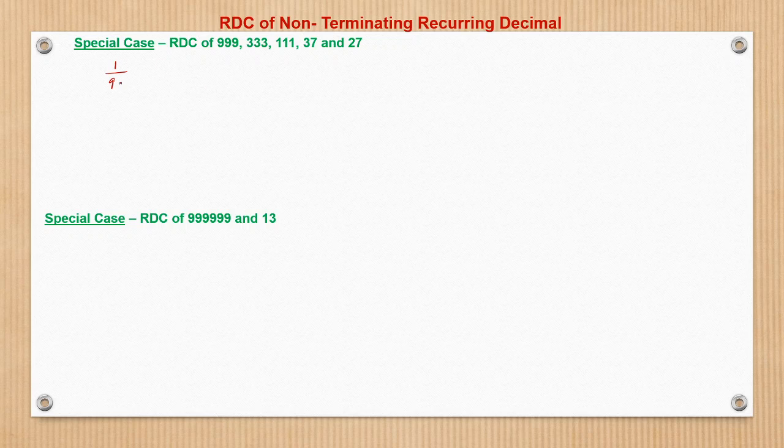So 1 upon 999, or suppose not only one, I take 4 upon 999. This will also give 4.004004004 and so on. So this is 4.004 bar. Here RDC is 3. Since we have three nines, RDC is 3.